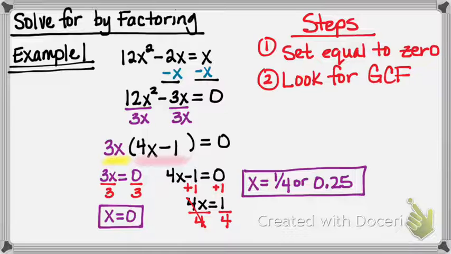And that is example 1. Notice that for this one, after we set it equal to 0, we only had a quadratic term and a linear term. So we had A was 12, B was -3, and C was 0. So now we're going to look at some examples. The next 3 examples have an A, B, and C, and none of them are 0. So those are just a little bit different.